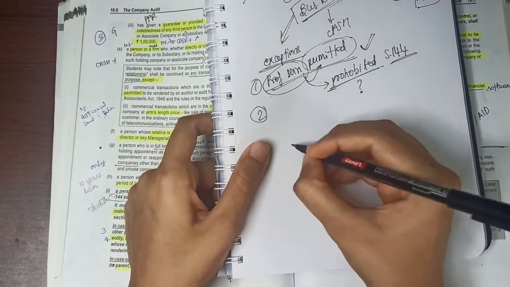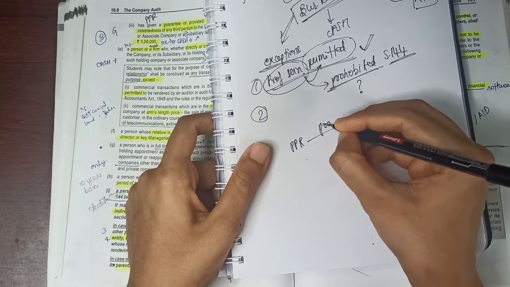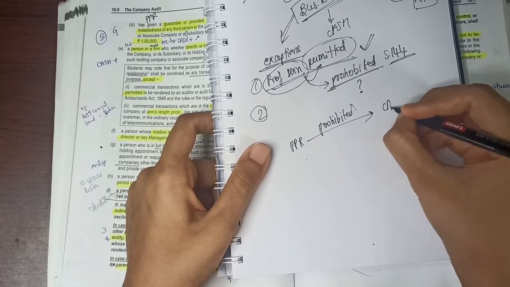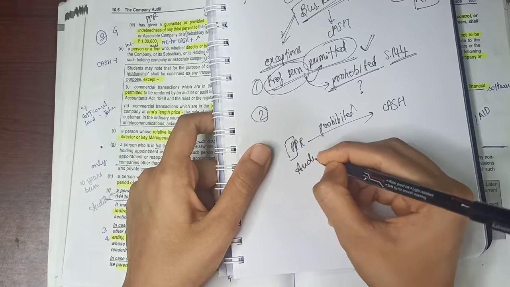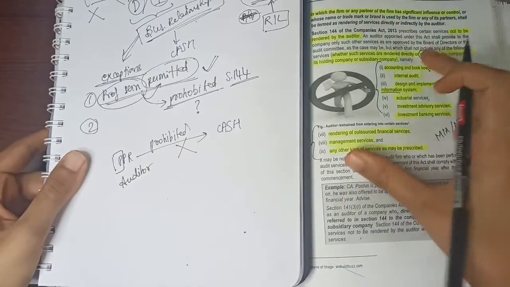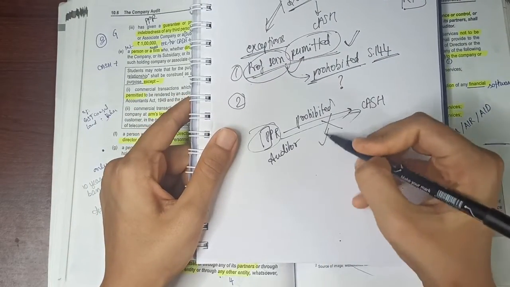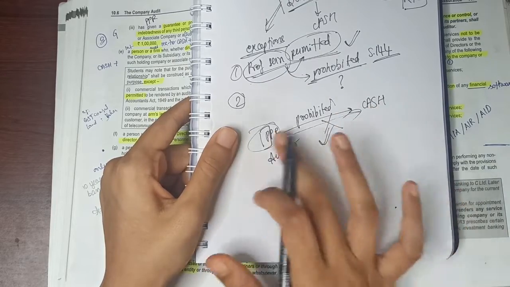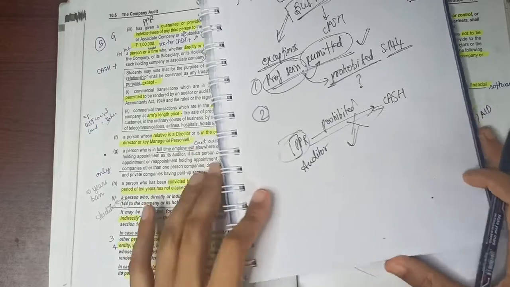These services, if the person, partner or relatives give these prohibited services to the company, then in such case the auditor will be disqualified. So other than these services, any other services, if they give it to the company, it's okay. If they are giving permitted services, it's okay. The auditor will still be considered as a qualified auditor for the company.